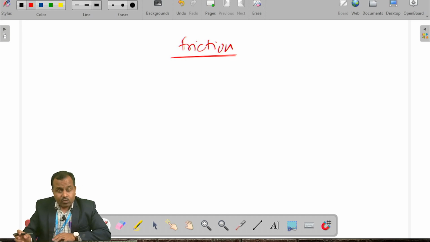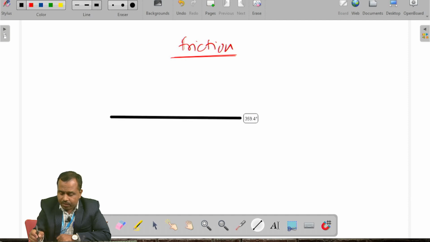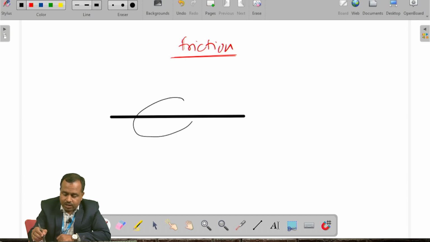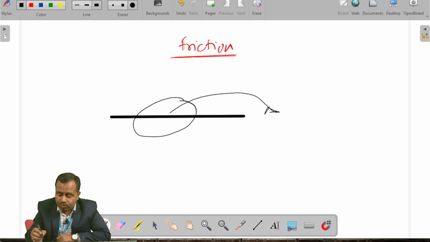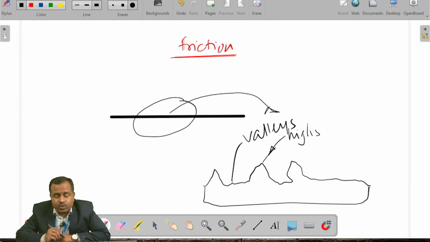So why does friction normally occur? Consider a surface that seems perfectly flat to the naked eye. If you see it under a microscope, there will be some crests, some ups and downs. Under the microscope you can see irregularities: some crests, some troughs, some highs, some lows, some valleys. So this is the surface observed under the microscope.